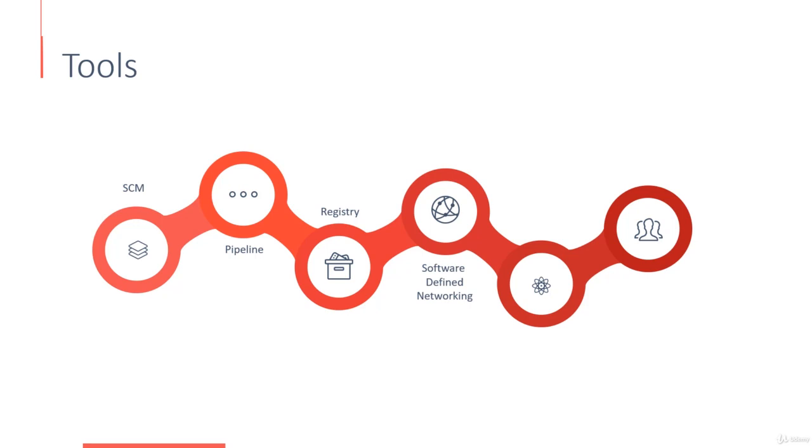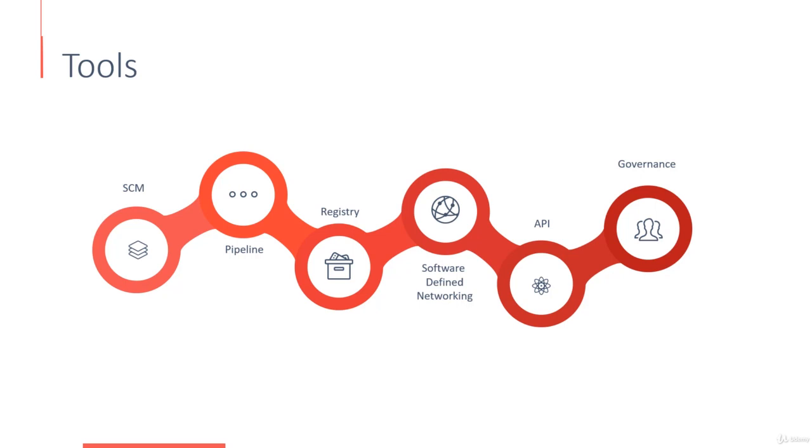OpenShift comes with support for software-defined network that provides networking capabilities out of the box. OpenShift is API-centric and has a rich and well-documented set of APIs that helps us easily integrate OpenShift with our existing infrastructure. And last but not least, OpenShift provides out-of-the-box support for projects, teams, and users to organize and manage access to applications. We will look at each of these in depth later during this course.